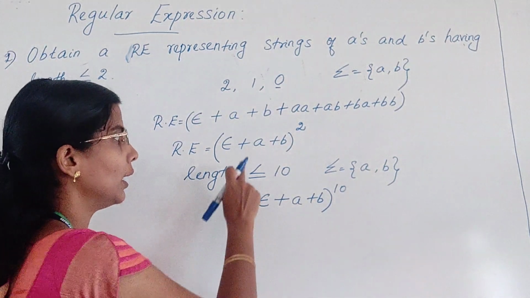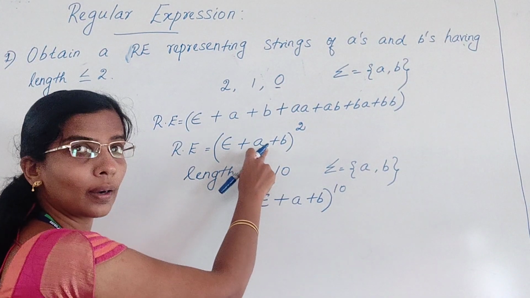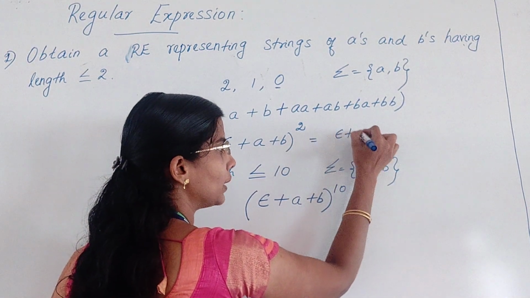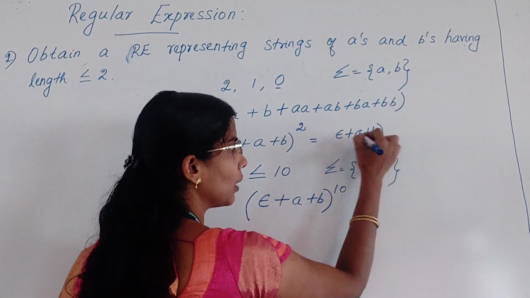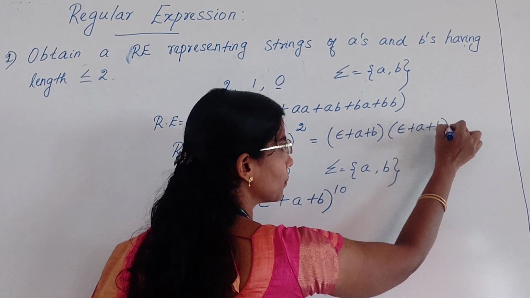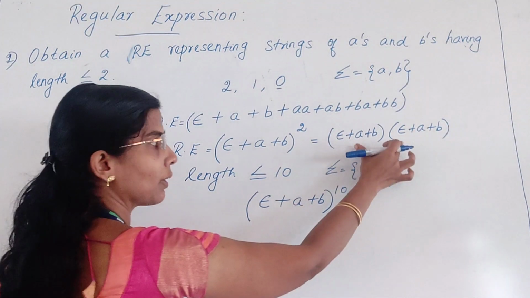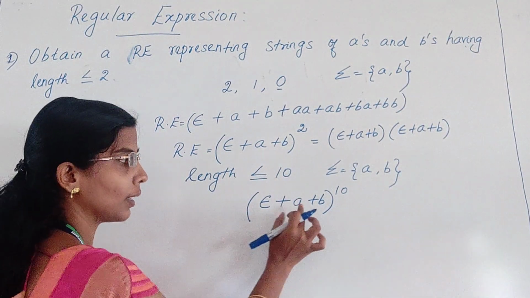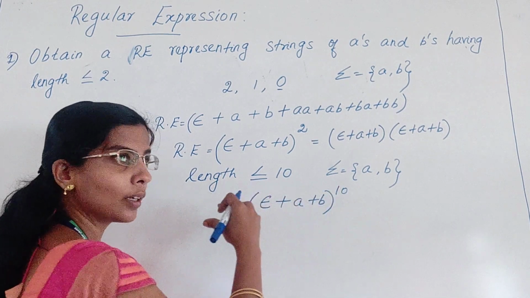Hope you got it. If it is 2, this is equal to (epsilon plus A plus B)(epsilon plus A plus B). I have combined, I have written like this. Otherwise, for 10, you repeat it 10 times.